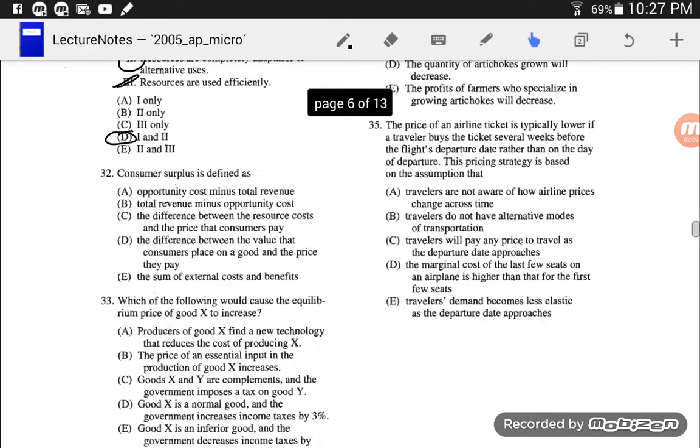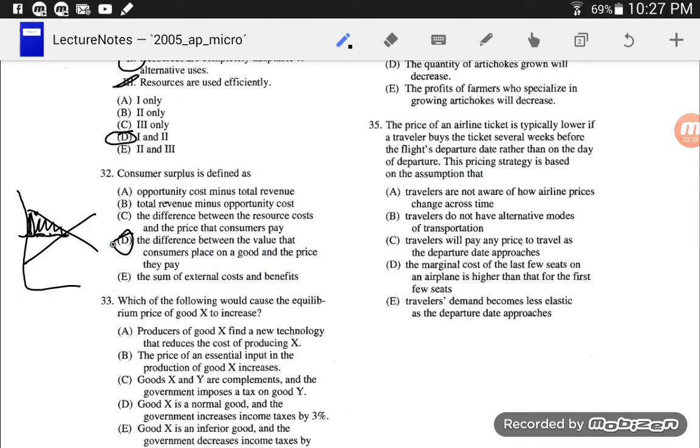Consumer surplus is defined as... Well, consumer surplus is that whole idea that I'm getting a good deal, on your supply and demand graph. It's this whole area above the equilibrium price. Because somebody was willing to pay this much, but they only have to pay this much. So it's the difference between the value that consumers place on a good and the price that they actually pay. That is the definition of consumer surplus.